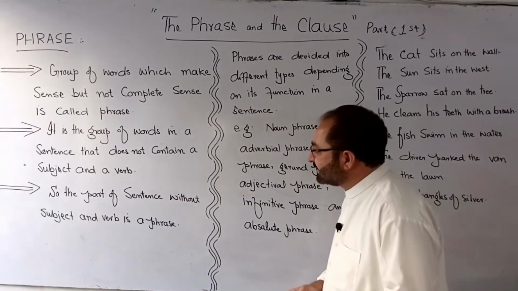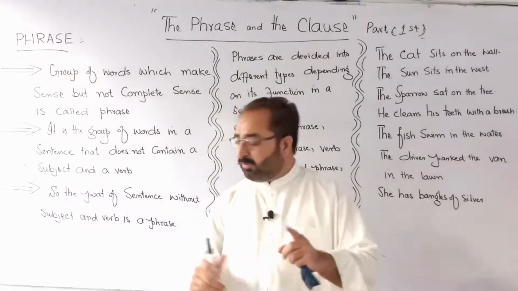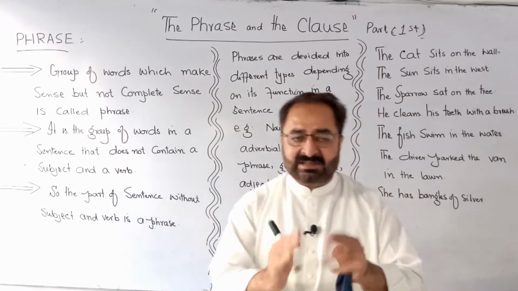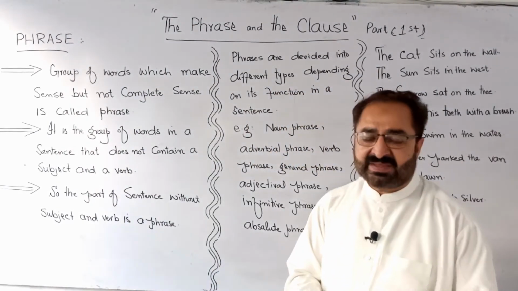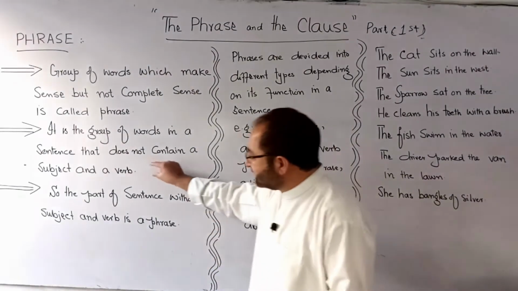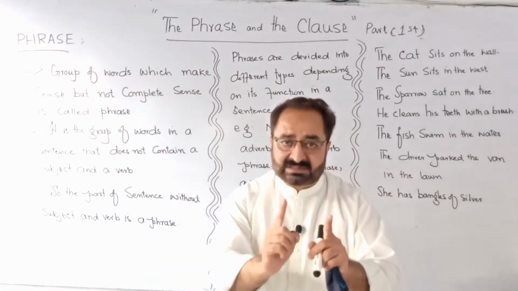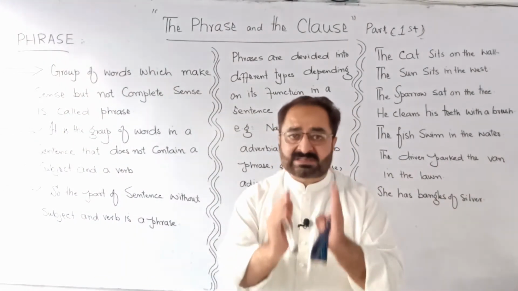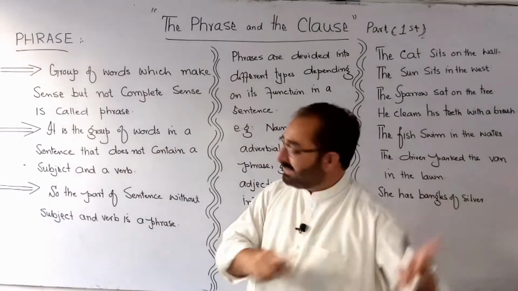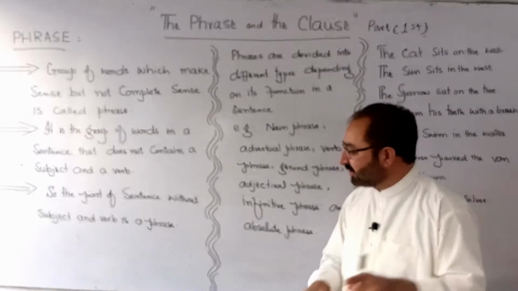Dear friends, in other words, we may say it's a group of words in a sentence that doesn't contain a subject and a verb. Now, this definition is the opposite of a clause. In the clause session, inshallah, I will discuss the clause with you. But this definition is opposite to a clause. A clause is a group of words in a sentence which has a subject and a verb, and now it is the opposite: a phrase is a group of words in a sentence that doesn't contain a subject and a verb.